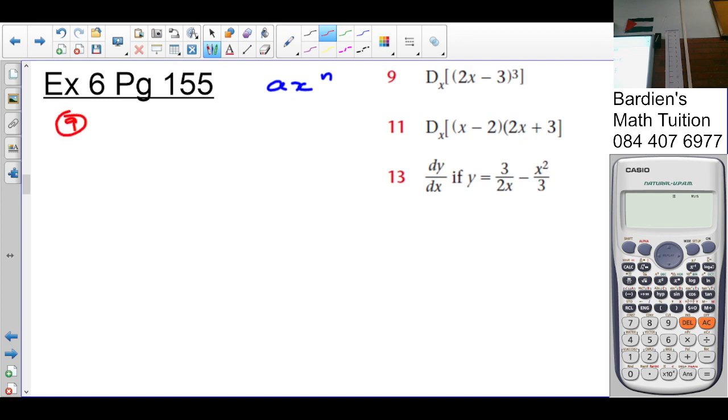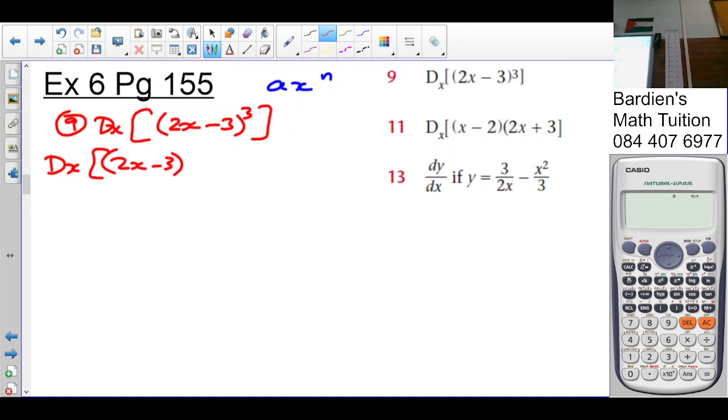Number 9. d/dx of (2x minus 3) cubed. Is that in the form of ax to the exponent n? No. So you must get rid of the cube. So you must write this out: (2x minus 3) times (2x minus 3) squared. Now the (2x minus 3) squared is going to give us 4x squared minus 12x plus 9. Now we must multiply that.